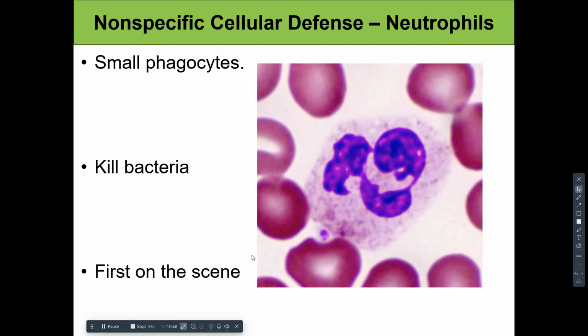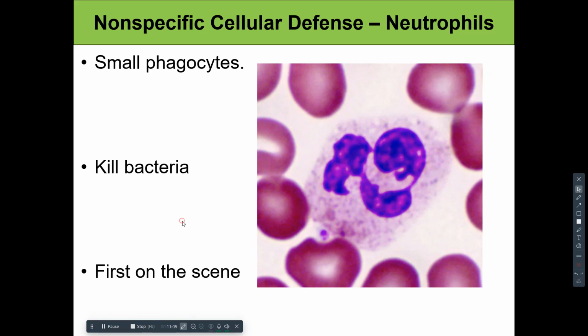Now, these are our first responders. So if we get a cut, if we get a break in our epithelial tissue, these guys are the first ones on the scene. They are quick to arrive, quick to kill, quick to defend. They often end up killing each other as well.